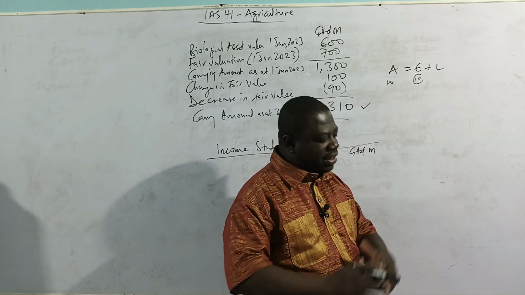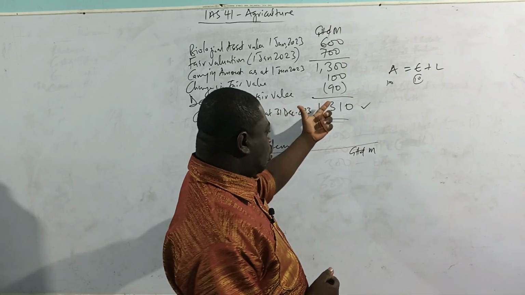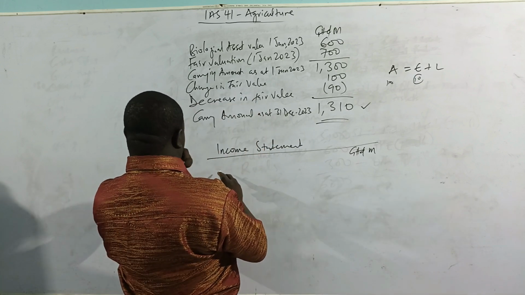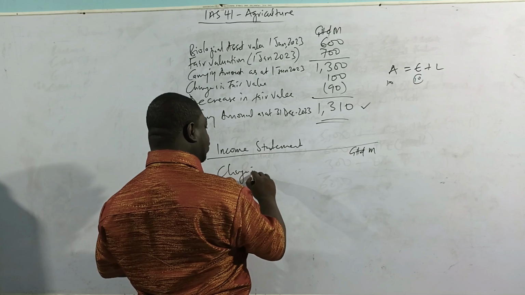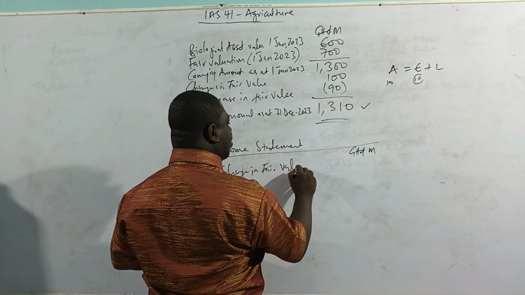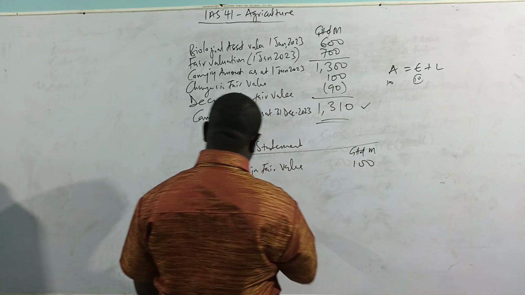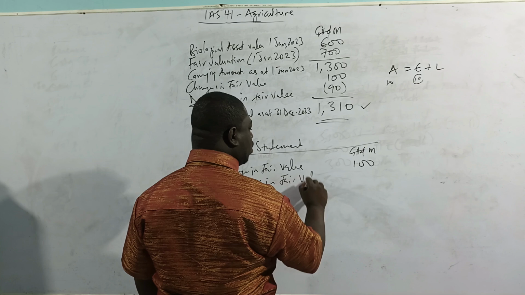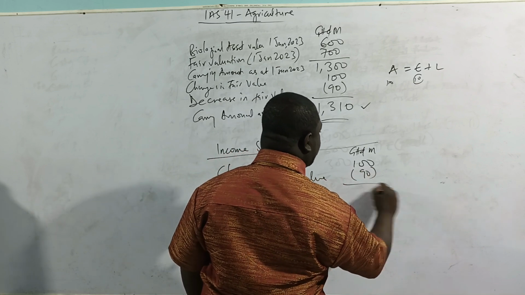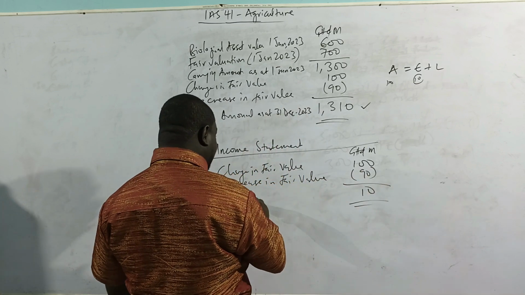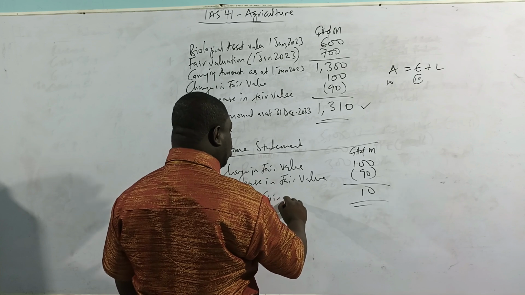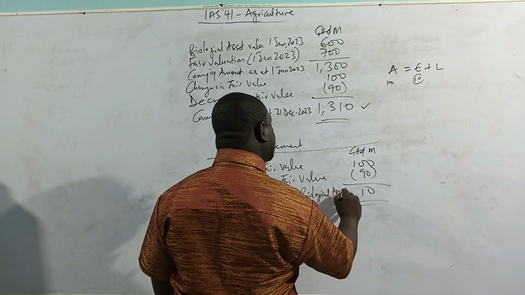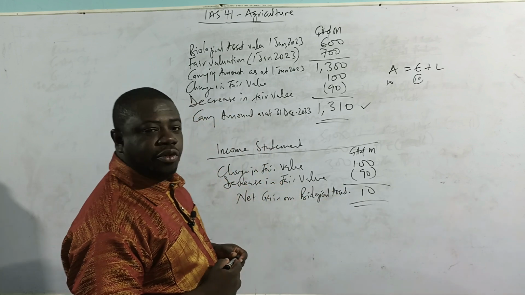Accounting is very simple, and some of these things shouldn't be a problem. You can't show this without showing the effect here. So therefore, you can say that the changes in fair value will come as 100, and then the decrease in fair value will come as 90. So then you show 10 as your net gain on the biological assets. So you do this and then you have your full mark.